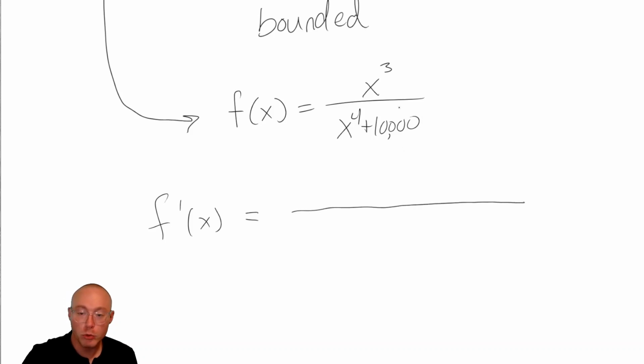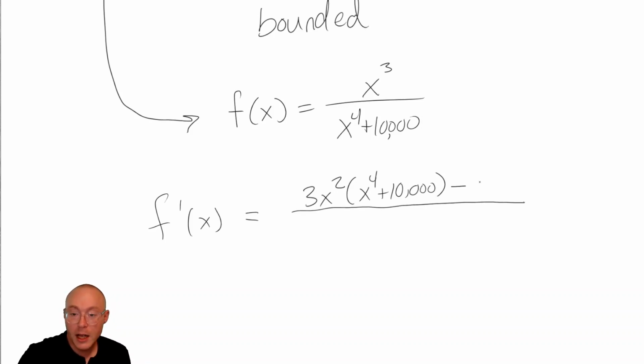And if you remember the quotient rule from Calculus 1, we're going to take the derivative of the top function, so that would be 3x squared. And we're going to multiply that by the bottom function, so x to the fourth plus 10,000. And then we're going to subtract from this the reverse. We're going to leave the top function alone and multiply that with the derivative of the bottom part of this function. So you would get, let's see, 4x to the third, and the 10,000 goes away. It's just a constant. And in the denominator, we're going to have the bottom function in its original form squared.